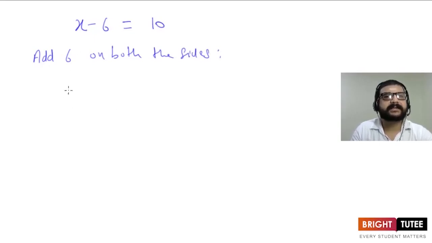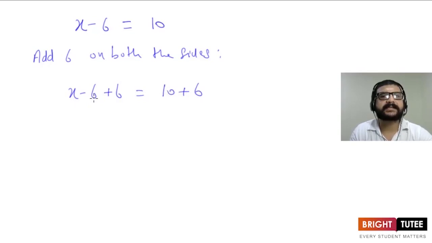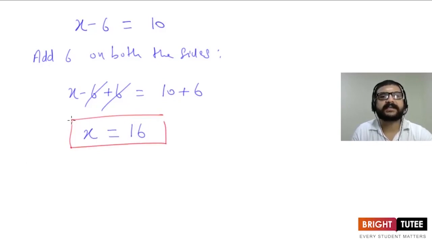So let's add it. We will get x minus 6 plus 6 is equal to 10 plus 6. Now what is x minus 6 plus 6? Minus 6 and plus 6 we can cancel out. Now we are left with x is equal to 10 plus 6, which is 16. Therefore the value of x, or the solution of this equation, is x is equal to 16.